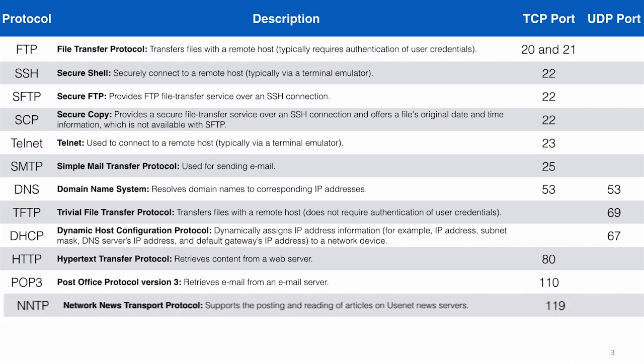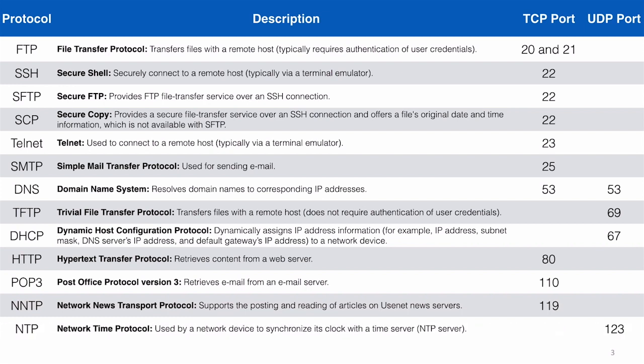Another protocol that used to be more popular than it is today is NNTP, the Network News Transport Protocol. Back in the day, people used to read news articles on what was called Usenet. There were these Usenet news servers, and you could post and you could read news articles using NNTP, and that used TCP port 119.